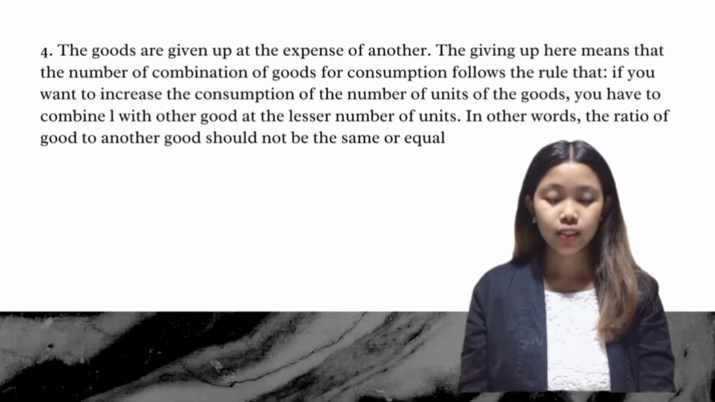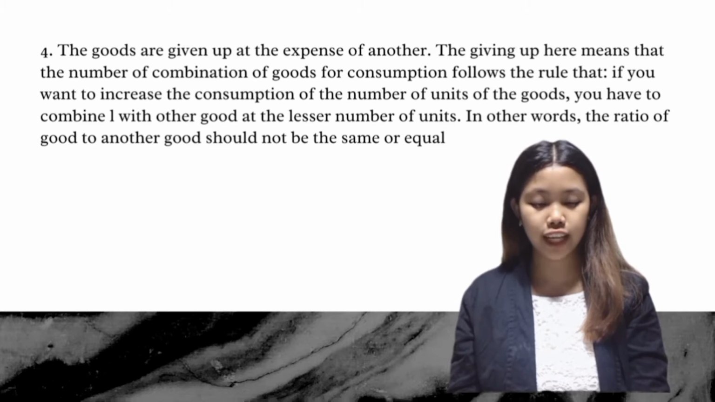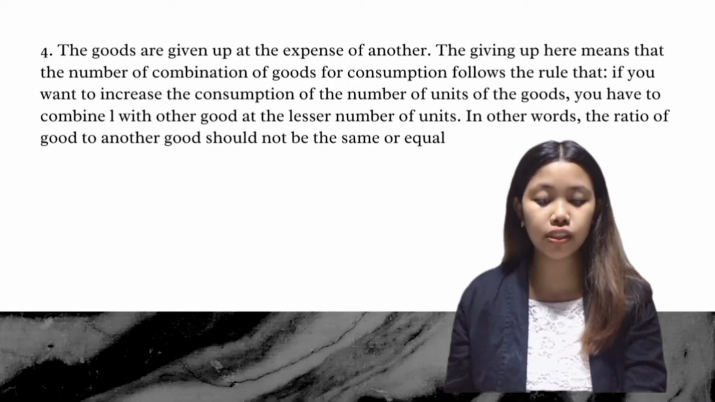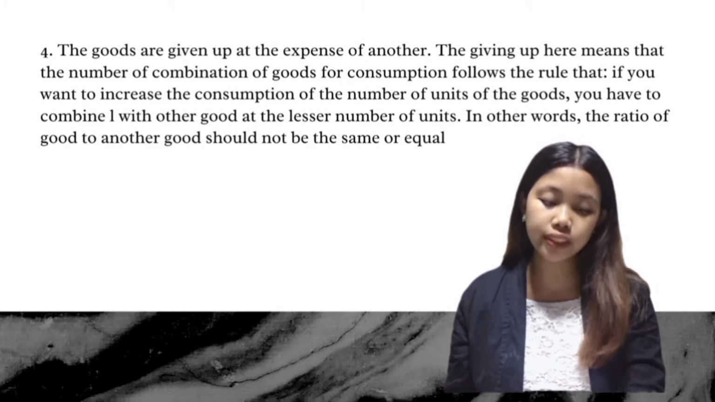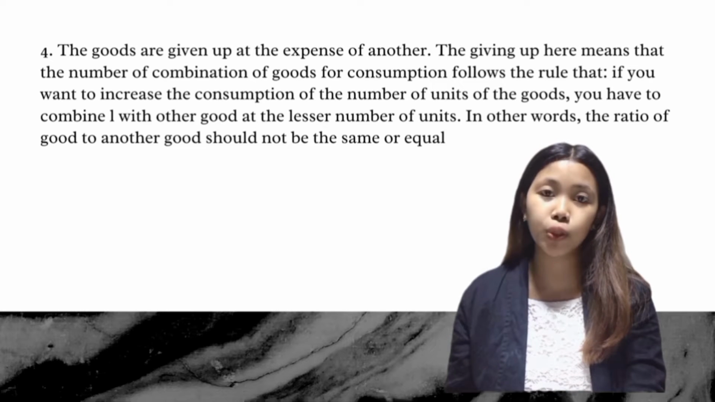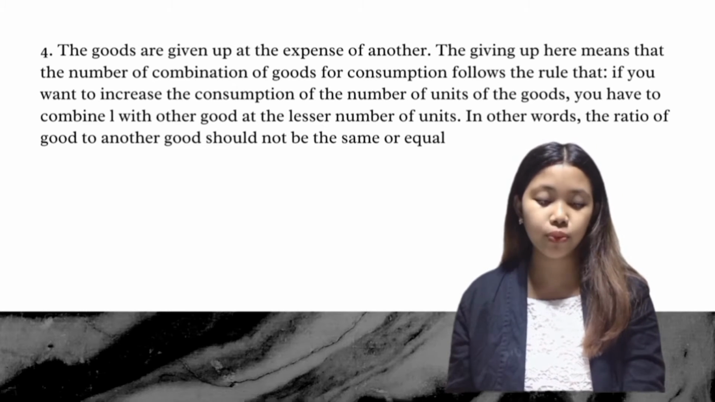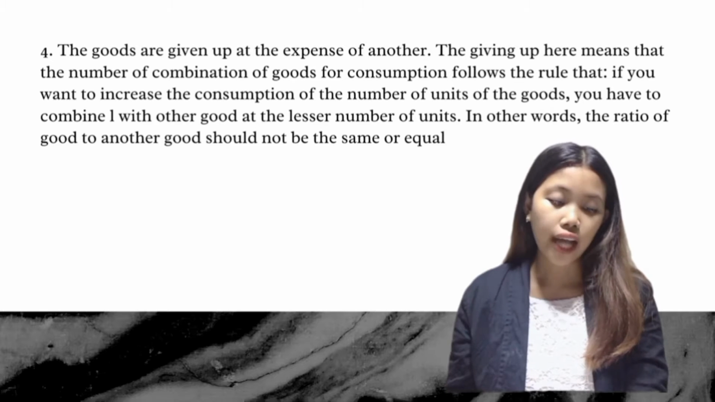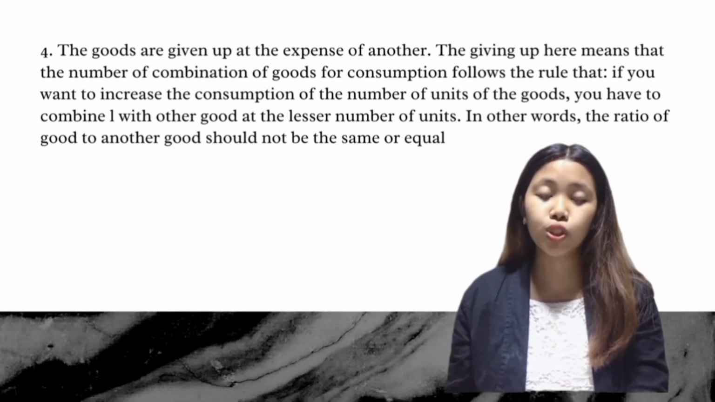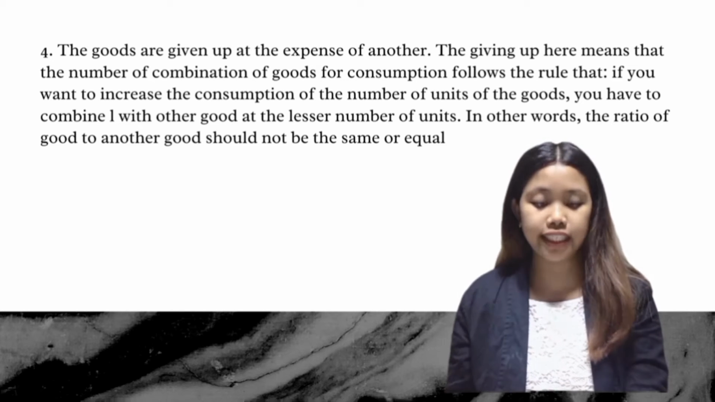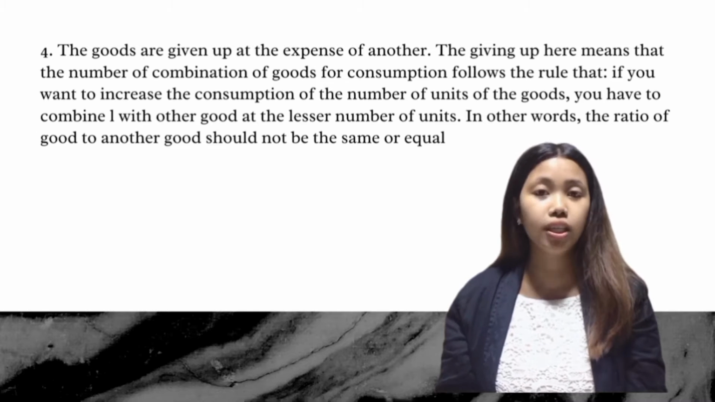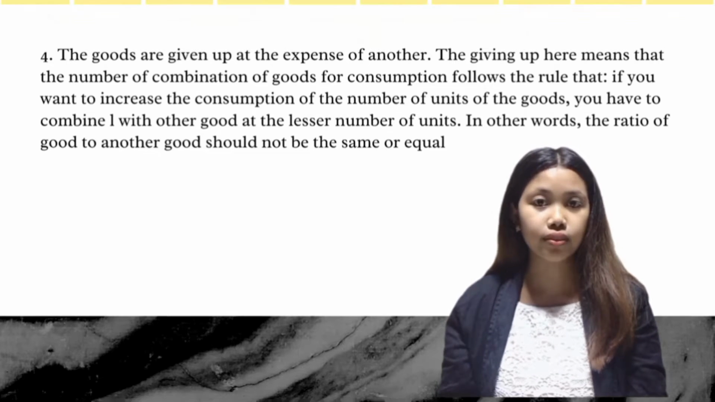And lastly, goods are given up at the expense of another. The giving up here means that the combination of goods for consumption follows the rule that if you want to increase the consumption of the number of units of one good, you have to combine it with the other good at a lesser number of units. In other words, the ratio of one good to another should not be the same or equal. This last assumption states that the goods should not be equal or the same as one another.